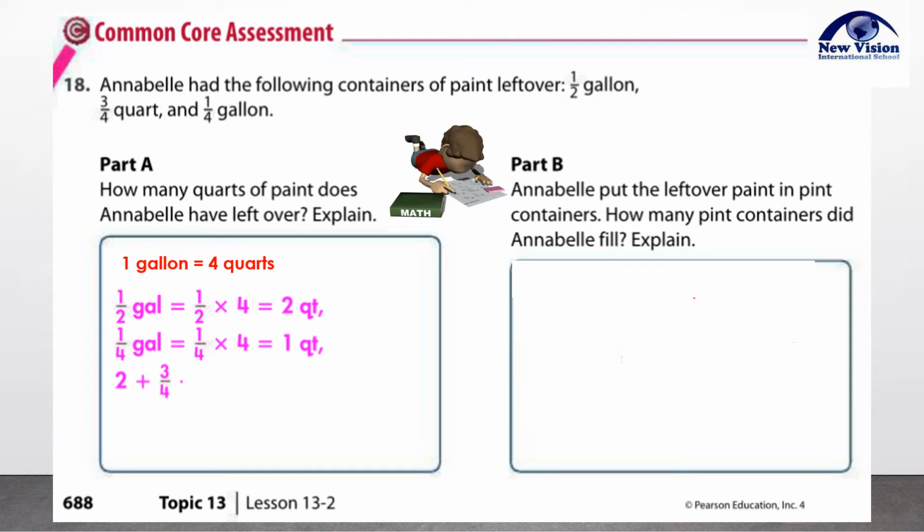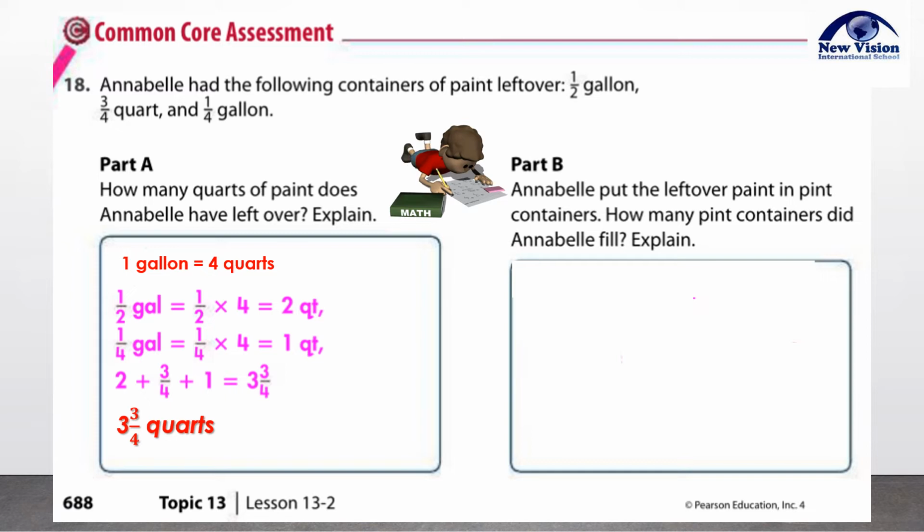2 plus 3/4 plus 1 equals 3 and 3/4. Therefore, 3 and 3 over 4 quarts. Part B. Annabelle put the leftover paints in pint containers. How many pint containers did Annabelle fill?